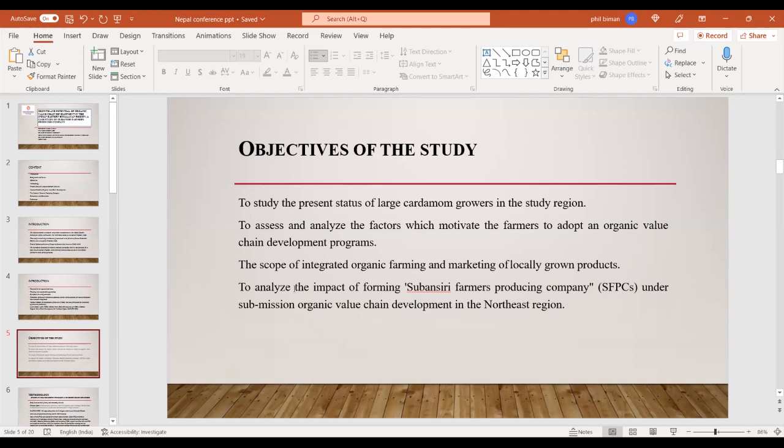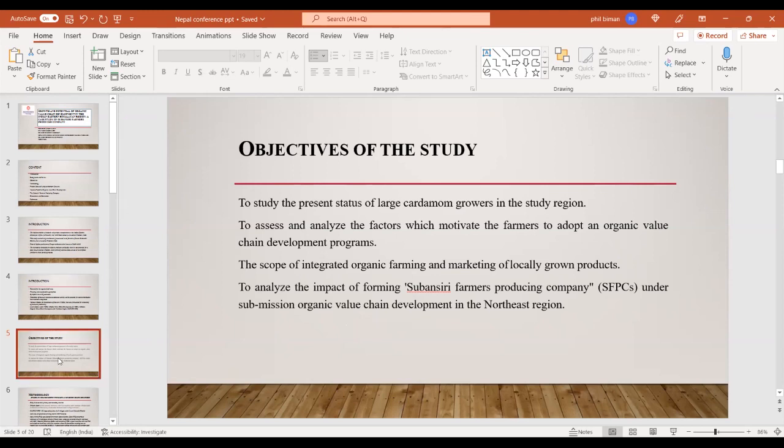In Arunachal Pradesh, we have a large land area, but the cultivated area is very small, compared to two to one acre, so they fall under marginal farmers. The fourth objective was the impact of forming cooperatives, organizing groups of farmers who come together to share their capital and machinery.